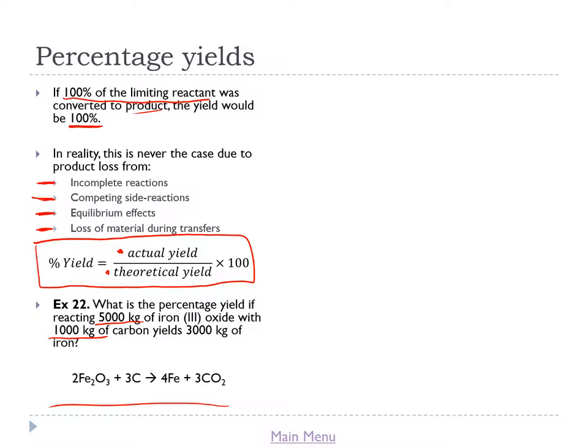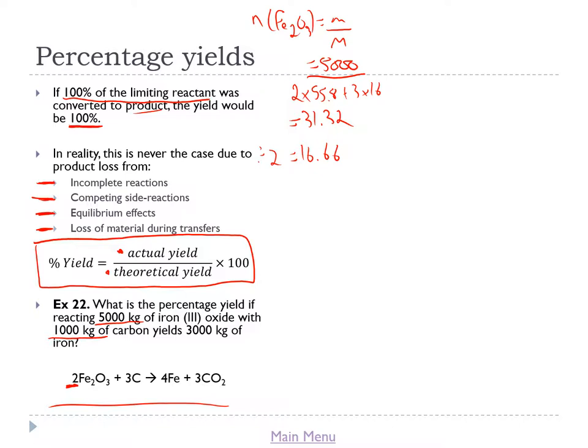So if you remember from the previous slide, for the limiting reactant, we're going to work out the number of moles, then divide by the coefficients in the equation. So let's start with iron oxide. The number of moles of Fe2O3 equals mass over molar mass. The mass of iron 3 oxide is 5,000 kilograms. We're going to treat it as grams and not bother converting, because the number doesn't matter so long as we use the same units. So we're going to do 5,000 over the molar mass of iron 3 oxide, which is 2 times 55.8 for iron plus 3 times 16 for oxygen. And that comes to 31.32. And then in terms of finding whether it's the limiting reactant, we have to divide by the coefficient from the equation, which is 2, because there are two Fe2O3s in the equation. So we divide that by 2 and we get 16.66.